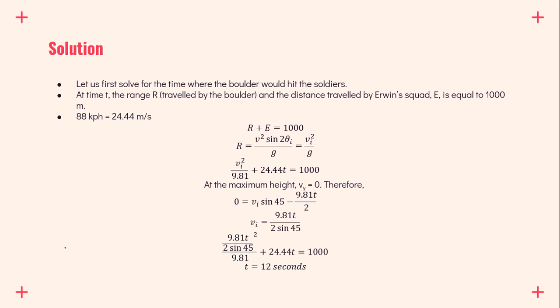So I have already converted 88 kilometers per hour to meters per second. That is equal to 24.44. If you don't already know how to convert it, just multiply it by 1000 and divide it by 3600. So the range of the projectile is vi squared sine 2 theta over g. So assuming that the angle of throw is 45 degrees, we get vi squared over g. So substituting the known values, we have vi squared over 9.81 plus 24.44t.